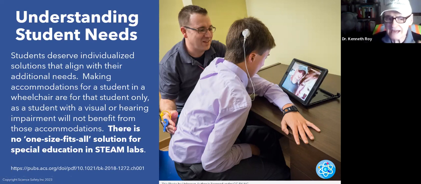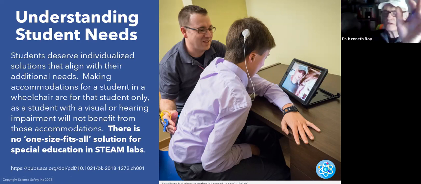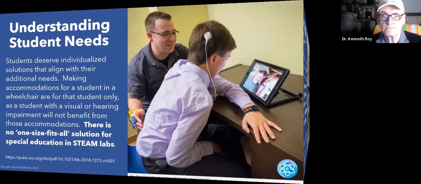Okay, don't categorize students. Oh, this one's special needs. Well, this worked with other special needs students, so they're all the same. No, their needs are different. All right. No one size fits all. Very important statement. Next.